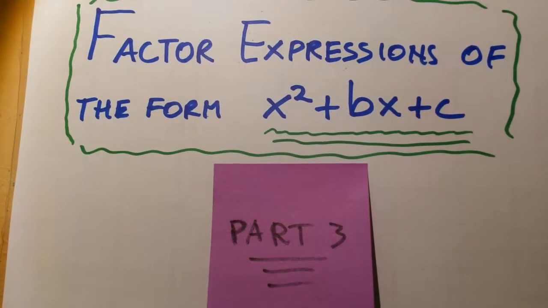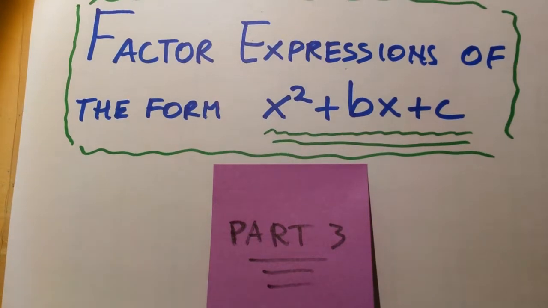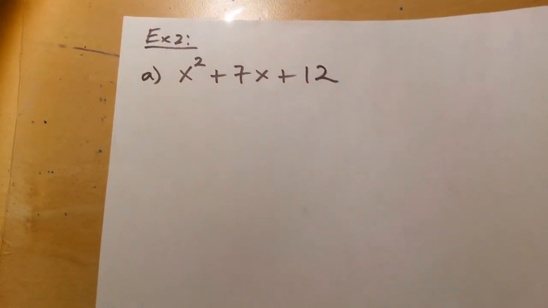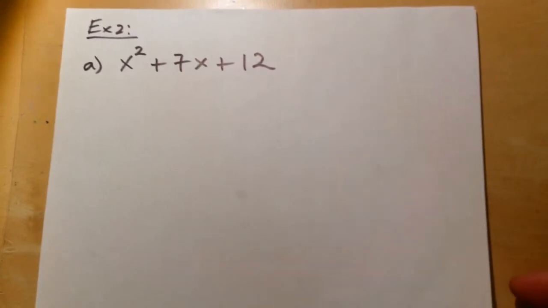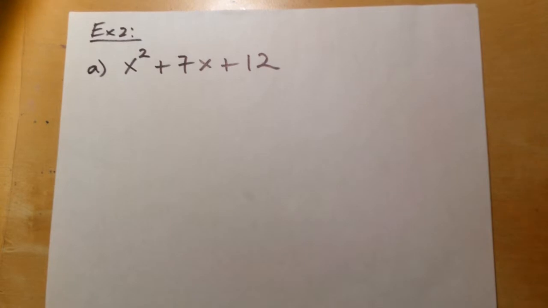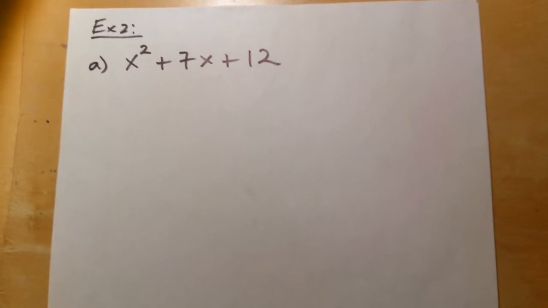Factoring expressions of the form x squared plus bx plus c, part 3. Alright, so let's start looking at some examples now dealing directly with quadratic equations, quadratic expressions, pardon. So we have x squared plus 7x plus 12, and they're asking us to factor this.